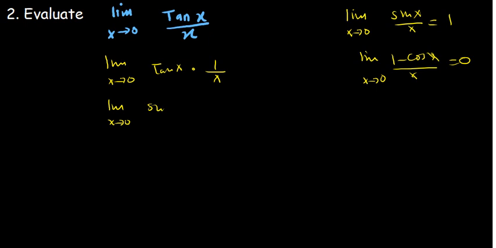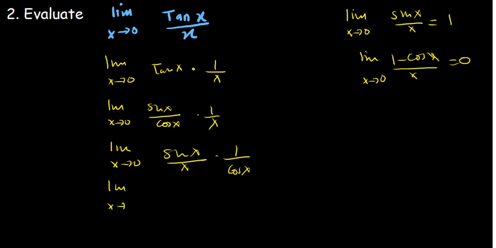And this will give us the limit as x approaches 0. Tan, we know that that is sine of x divided by cosine of x, multiplied by 1 over x. I'm going to make sure that x is down there so that we use this special limit. So that is going to be the sine of x divided by x multiplied by 1 over cosine x. Now I can split by the rule of limits. This can be written as the limit as x approaches 0 of sine of x divided by x multiplied by the limit as x approaches 0 of 1 divided by cosine of x.